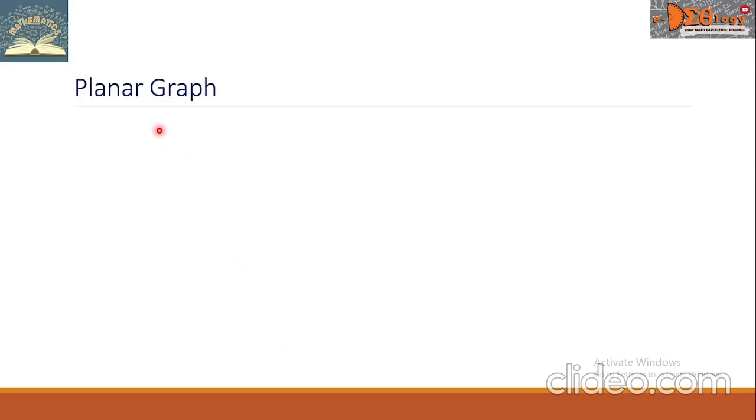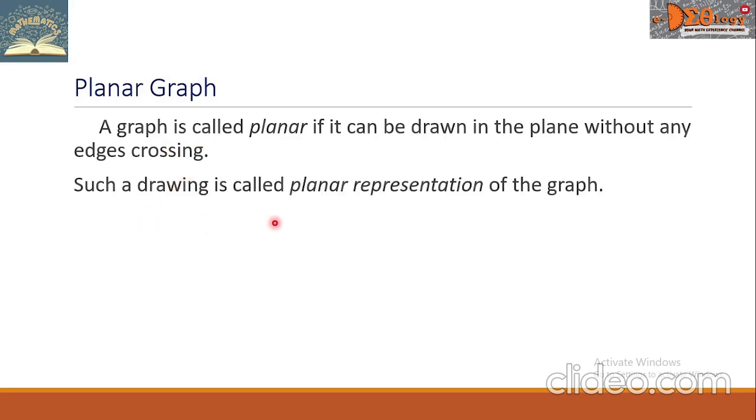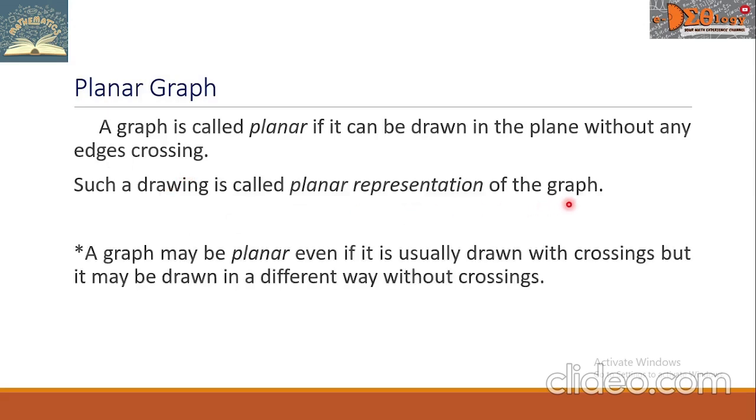Let us define planar graph. A graph is called planar if it can be drawn in the plane without any edges crossing. Such a drawing is called a planar representation of the graph. Take note, a graph may be planar even if it is usually drawn with crossings, but it may be drawn in a different way without crossings.